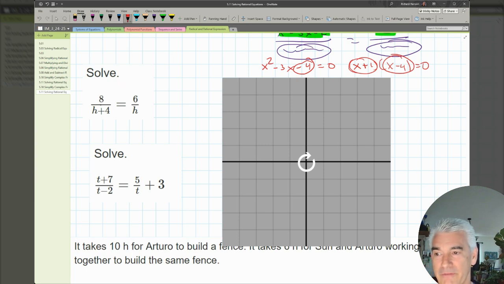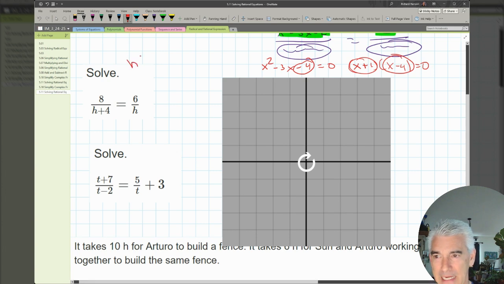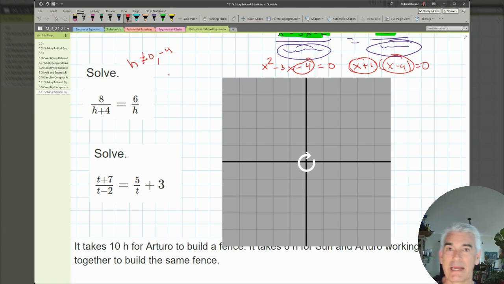First off, what are values of h that should be excluded from the domain? h is not allowed to equal 0. And let's see, what value of h would make this 0? It looks like -4. So h is not allowed to equal -4. I've made that promise. Now let's go ahead and multiply both sides by h, multiply both sides by h plus 4.